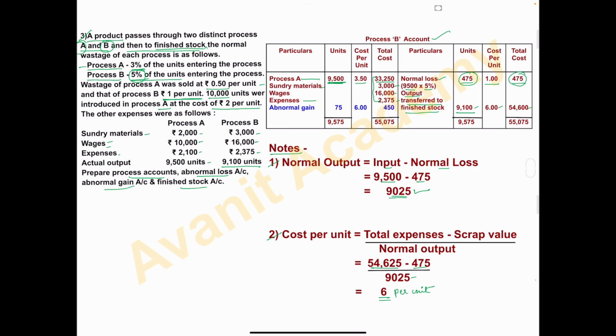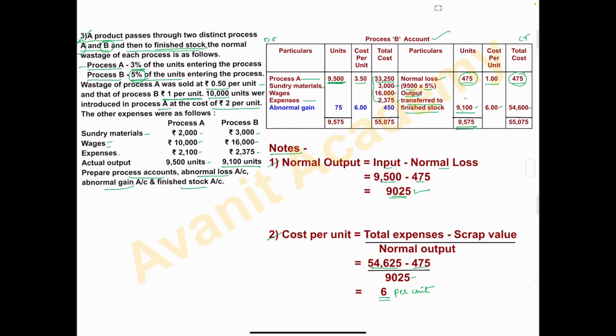So compare this unit column. Debit side, total units is 9,500, and in credit side, units are 9,100 plus 475. Total of these two amounts, 475 plus 9,100, you will get 9,575. Means in debit side there is a difference of 75 units.